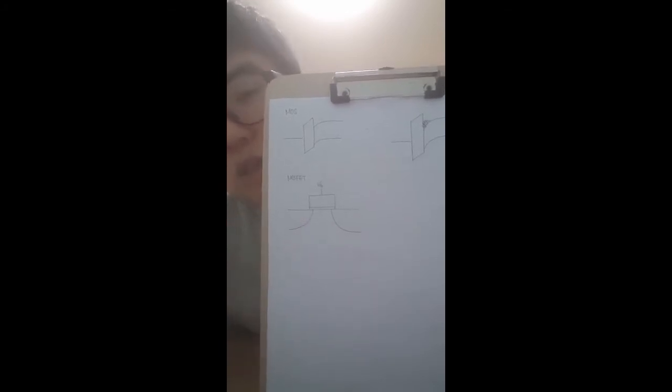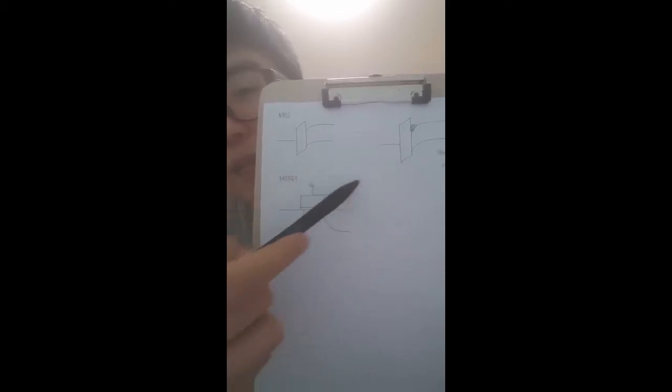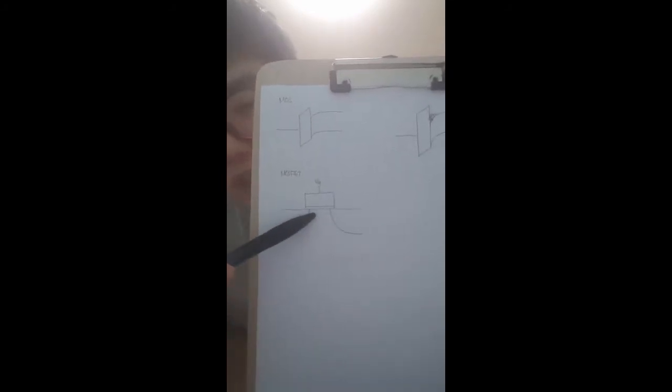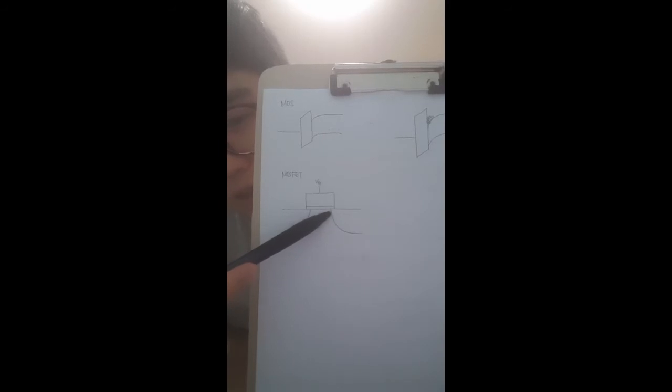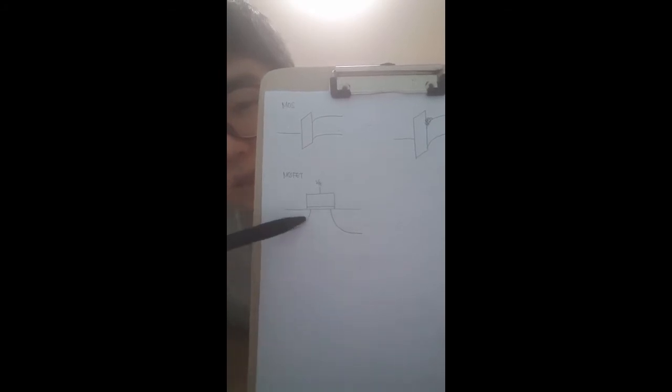So anyway, in this case, if we make a huge positive bias at the gate part, it makes the same situation as this one. So the channel will be generated at the junction between the gate dielectric and body. So this channel will link the drain and source. With this linked structure, it can make a current flow between the drain and source.